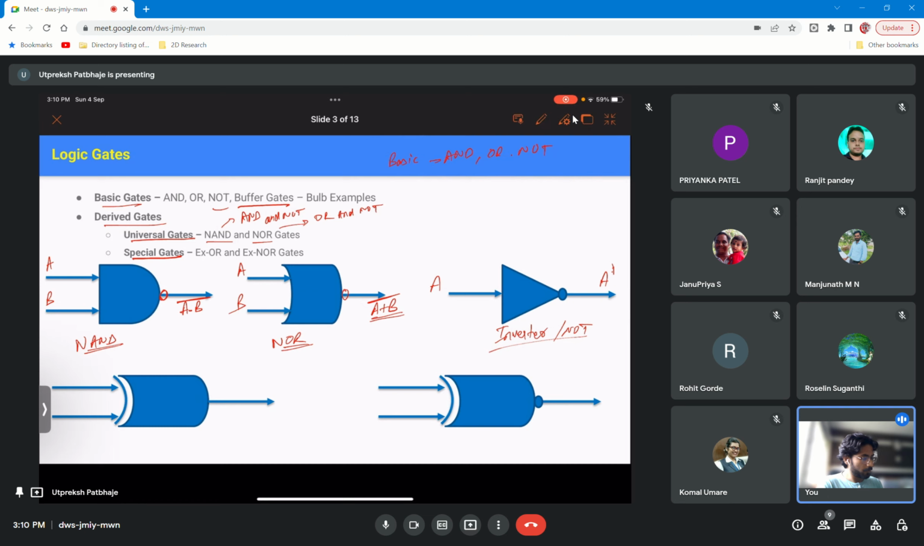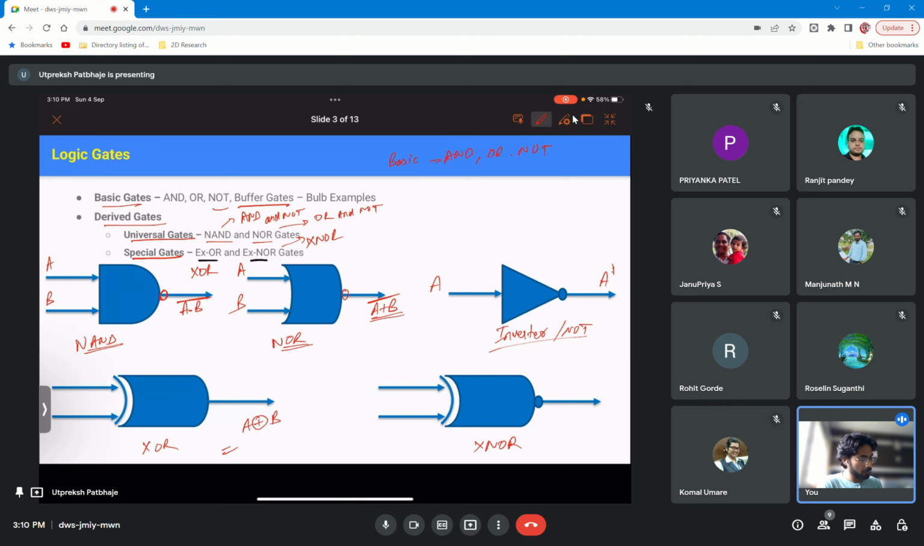And apart from that, we have XOR and XNOR. This is also written as EX-OR or XNOR. So this is the symbol for XOR and this is for XNOR. And the operation for XOR is written as A circled plus B.